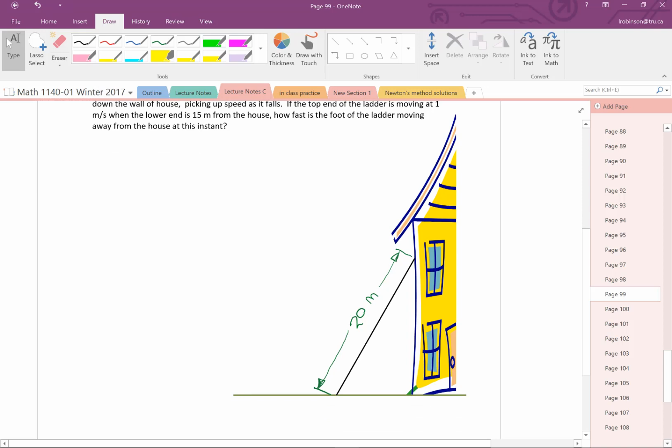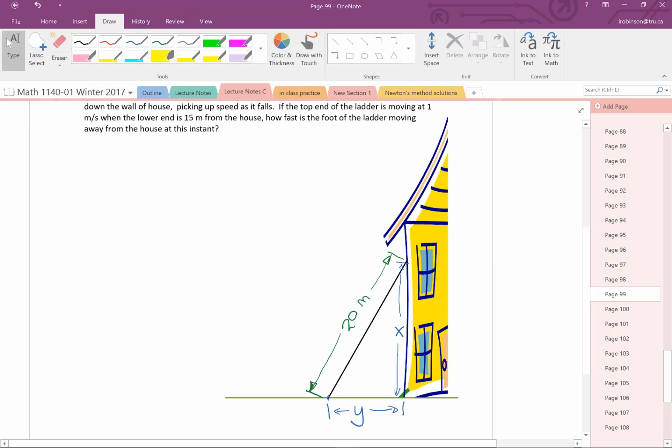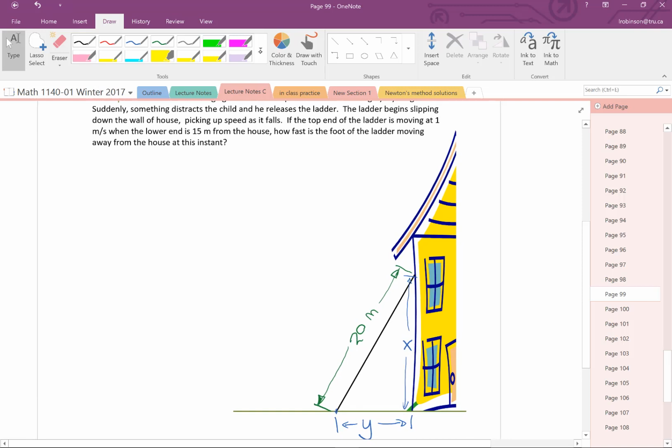So we're interested in this x, the distance from the ground up to the top of the ladder, and then there's this distance, y, the distance from the house out to the foot of the ladder. And as it slips, of course, x is going to get smaller and y will get bigger, right? So we'll define x and y as shown.